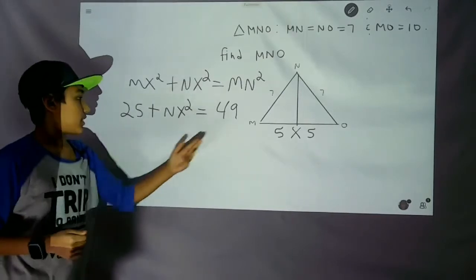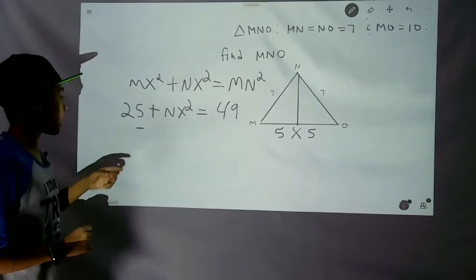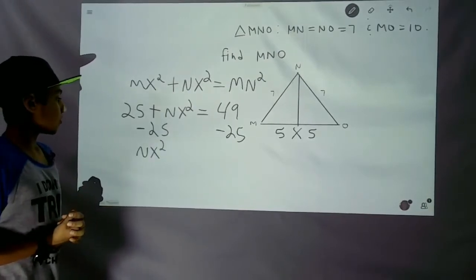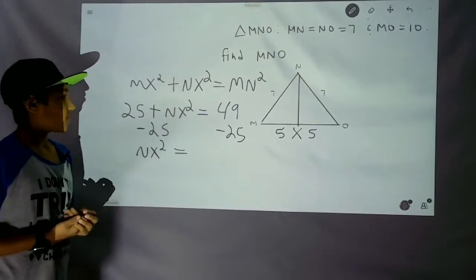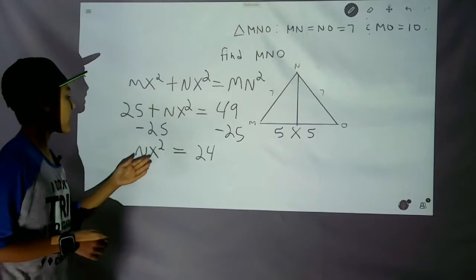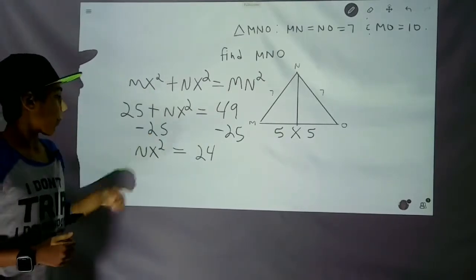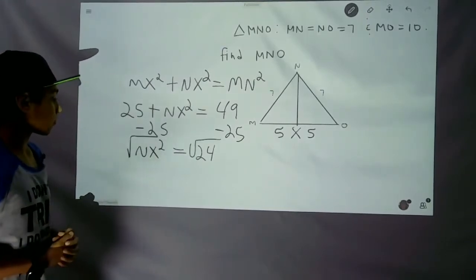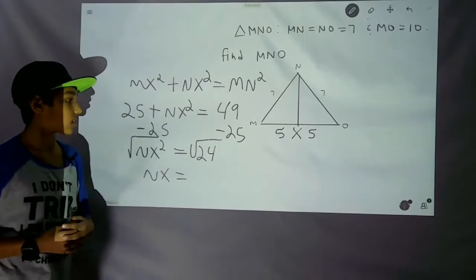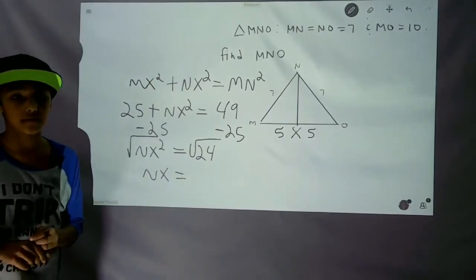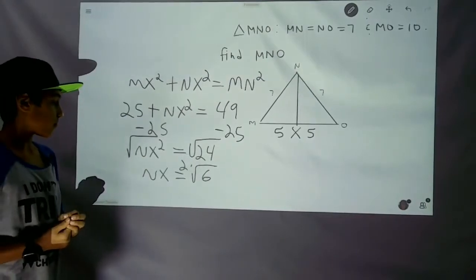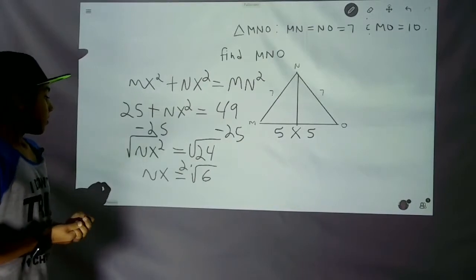So now we have two like terms here. So we subtract 25 from both sides, and we get nx squared equals 49 minus 25, which is 24. And we haven't found nx yet. We have nx squared, so we need to square root both sides to get rid of this squared. And we have nx equals, we can simplify the square root of 24 to 2 times the square root of 6. Okay, so now we found nx.